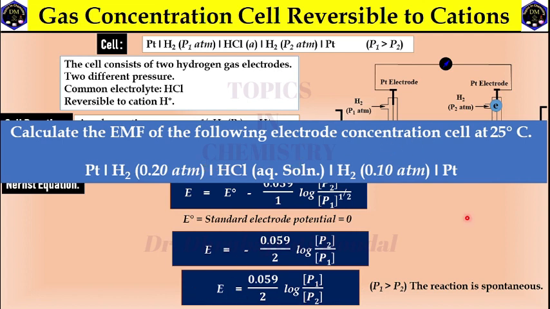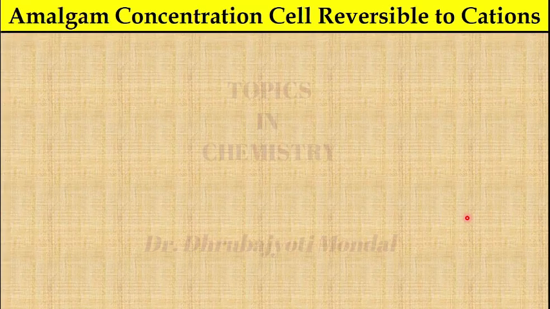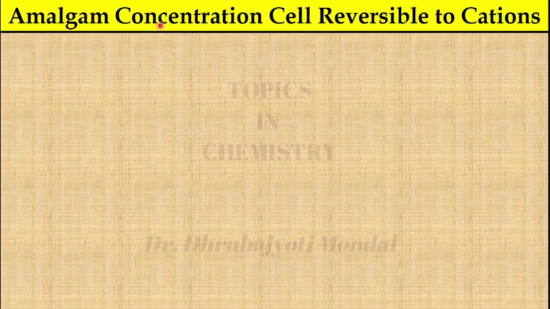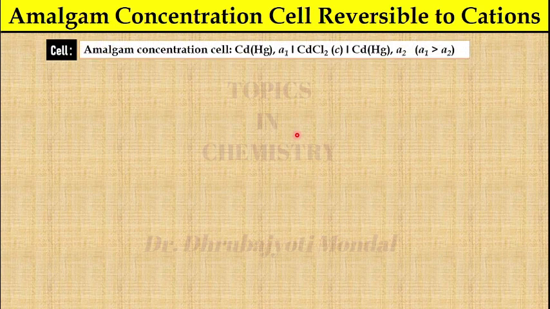You can write the answer in the comment box. Next, amalgam concentration cell reversible to cations. This is now amalgam concentration. The last one, gas concentration cell reversible to cations. The next one, amalgam concentration cell reversible to cations. So you have to now consider an amalgam concentration cell.